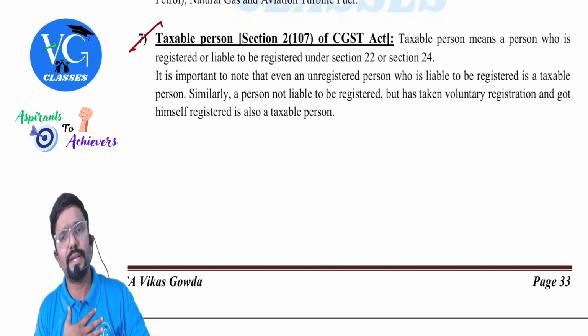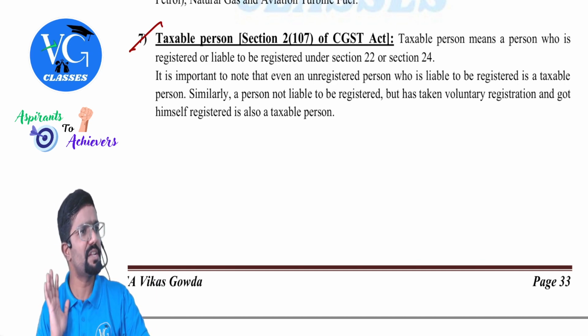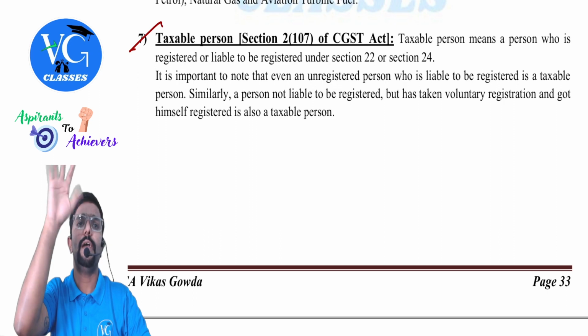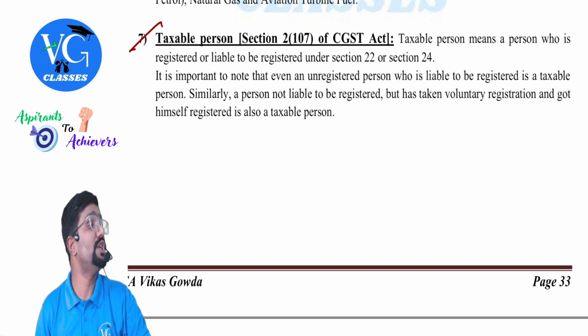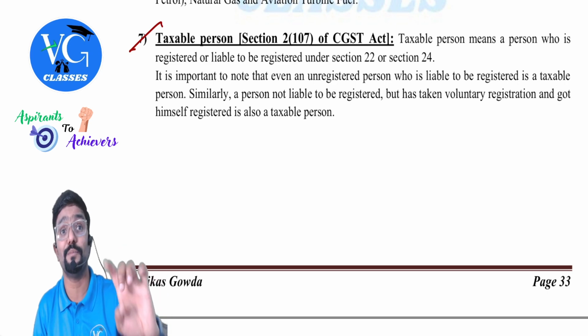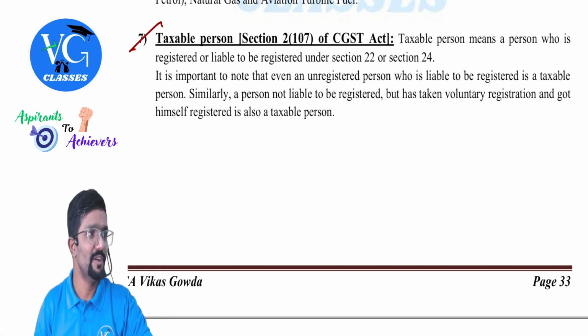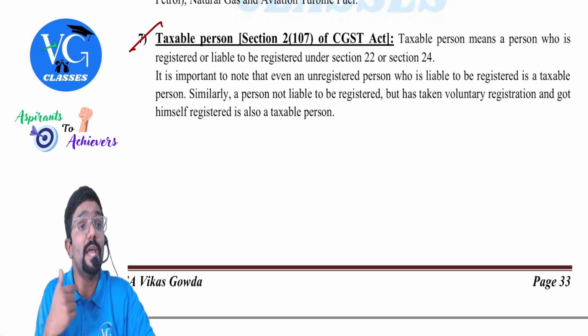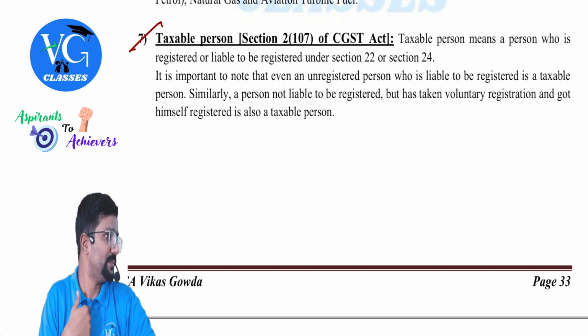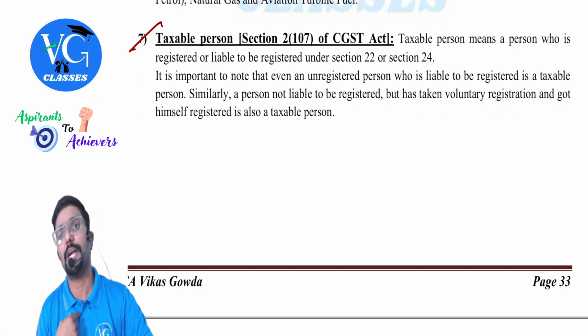Now, next case. I was liable to get registered. I am covered under mandatory registration. But still, I have not taken it. Am I called a registered taxable person? Yes. I might not be called a registered person, but I am called a taxable person. From what day am I liable to pay GST? From the day I became liable for registration. My liability will start then, people.